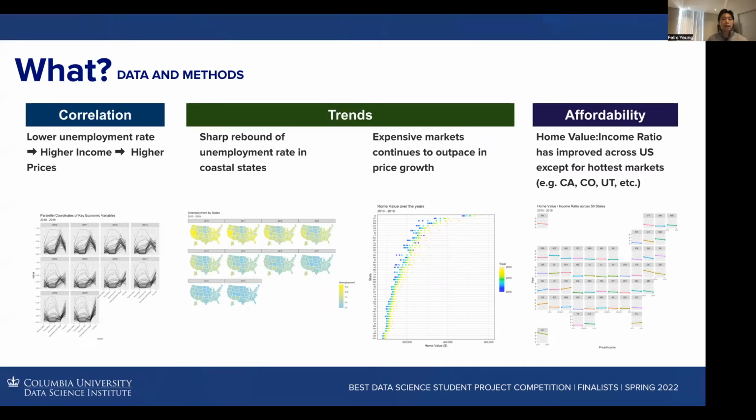And we discovered that coastal states actually had the highest unemployment rate following 2008, but also had the sharpest rebound in unemployment rates, so a 5 to 7% improvement in the following decade. Next, we also discovered that the most expensive real estate markets, such as California, Hawaii, DC, continue to be the most expensive and actually continue to outpace in price growth. And lastly, we also looked at the home value to income ratio, so the affordability ratio, and we actually discovered that this ratio has improved across the US, except for the hottest markets in the Western territories, such as California, Colorado, and Utah.